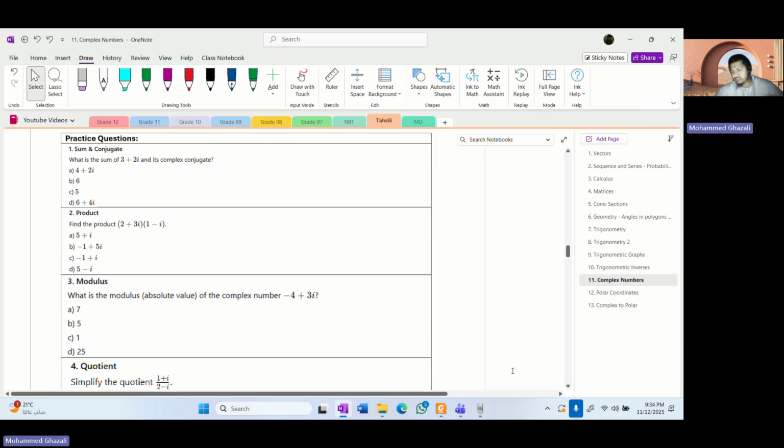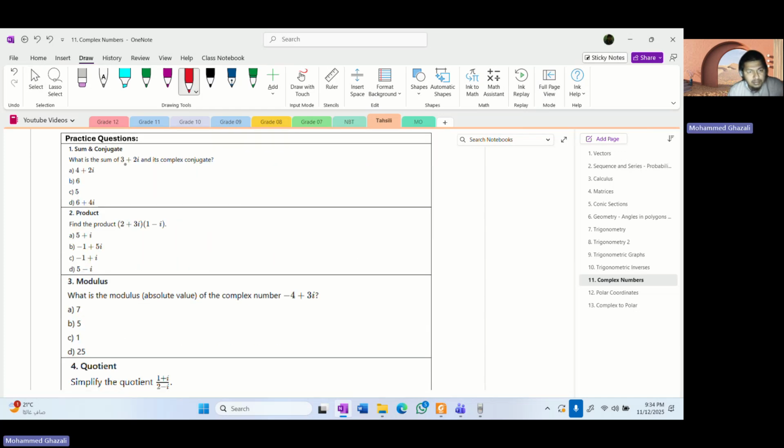So now we have practice questions. Great. What is the sum of 3 plus 2i and its complex conjugate? Very important. We want to find the sum of 3 plus 2i and its complex conjugate. Sum means add up what? Add up 3 plus 2i, this complex number, and the second complex number, which is 3 minus 2i.